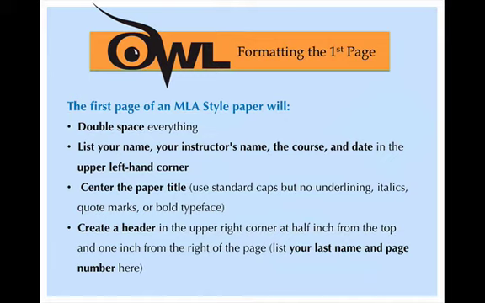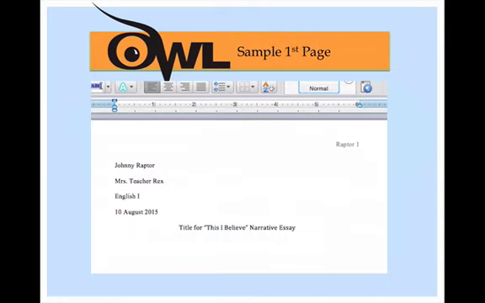And then you should create a header in the upper right corner at 1/2 inch from the top and 1 inch from the right that has your last name and page number. And the page number will change for every page. So for instance, if you're Miss Hall, you will have Hall 1 on page 1, Hall 2 on page 2. If you're Miss Siddiqui, you'll have Siddiqui 1 on page 1, Siddiqui 2 on page 2 in the upper right corner. So let's look at an example.